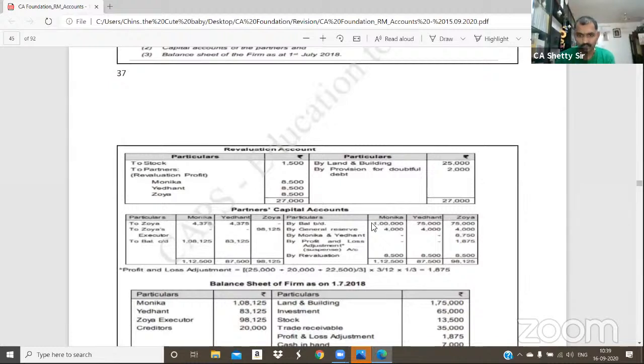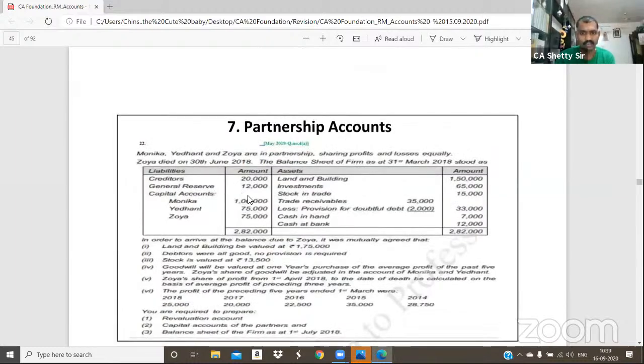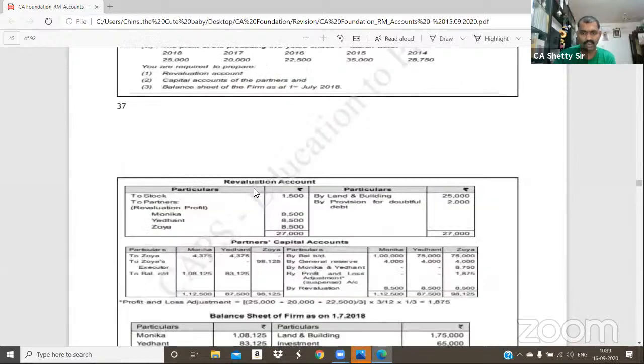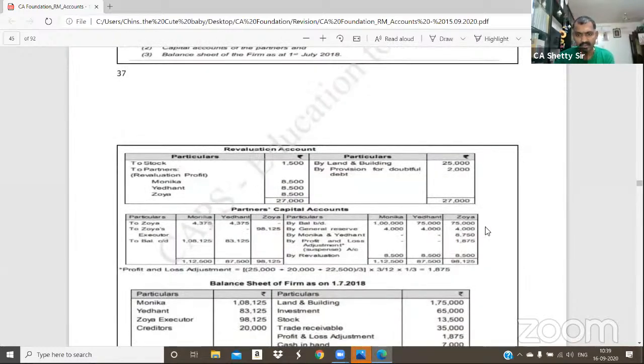Follow that. First, opening balance. Then revaluation account. First, you don't go by what they do; you go by the revaluation account. How much is the profit in revaluation? 8,500. They are shown at the end, but they should come here. Then step number 2, general reserve. The balance sheet has reserves. How much? 12,000 general reserve. It has to be distributed to all the partners in their ratio equally. So, general reserve, step 2.